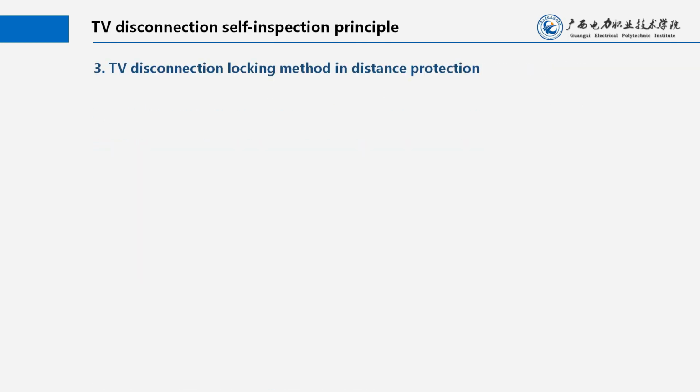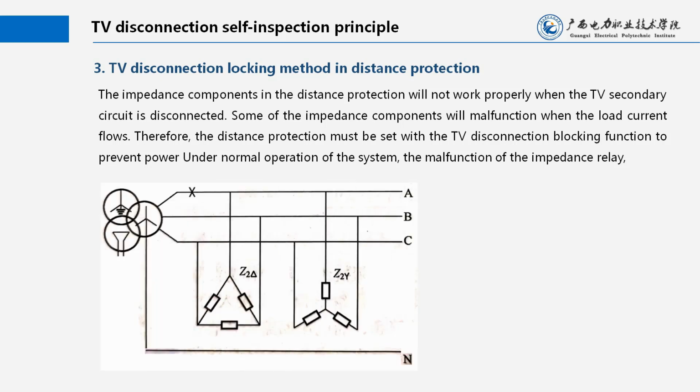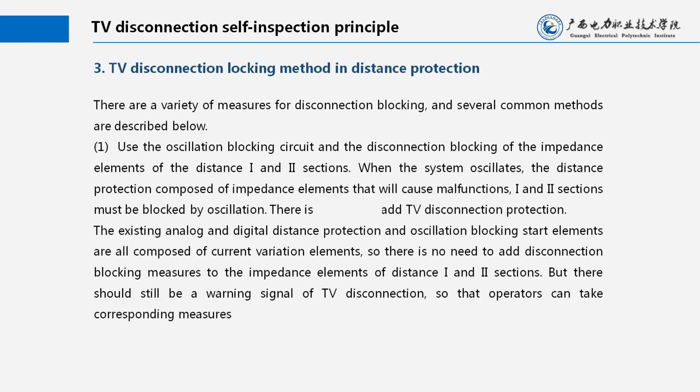3. TV disconnection locking method in distance protection. The impedance components in the distance protection will not work properly when the TV secondary circuit is disconnected. Some of the impedance components will malfunction when the load current flows. Therefore, the distance protection must be set with the TV disconnection blocking function to prevent, under normal operation of the system, the malfunction of the impedance relay. There are a variety of measures for disconnection blocking, and several common methods are described below.